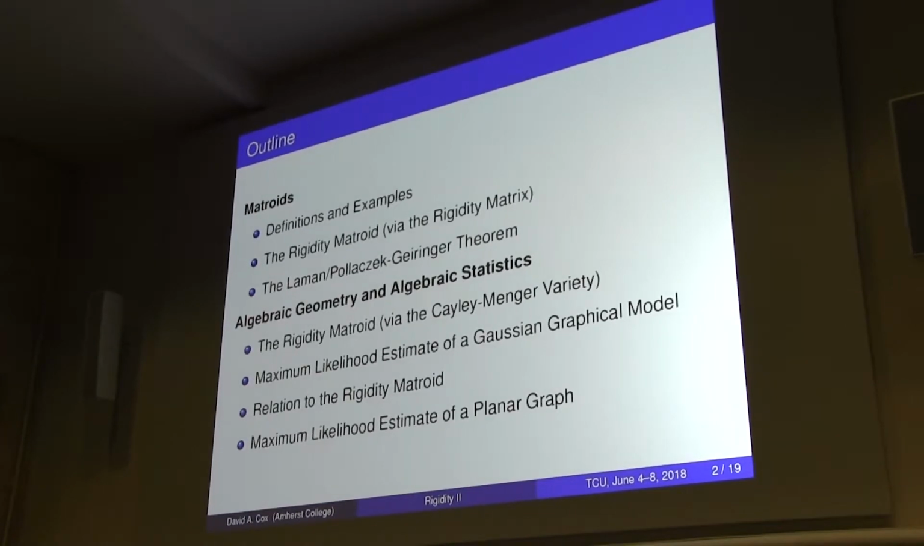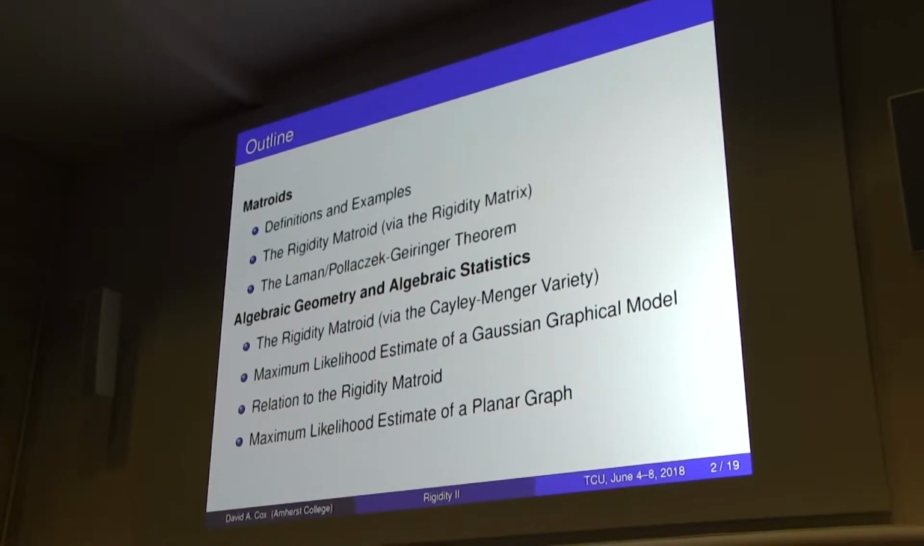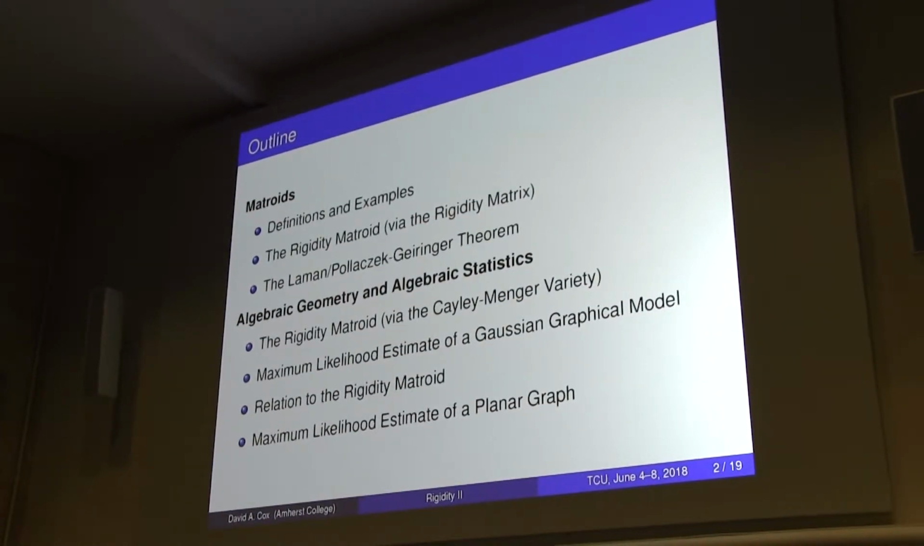then we were going to do some algebraic geometry, but we're also going to do some algebraic statistics. So that's going to be fun to see how there's an interaction between rigidity theory and algebraic statistics. Because what happens when you do the rigidity matroid, you can introduce it one way using the rigidity matrix, but another way uses the Cayley-Menger variety. So there's a really nice relation to the algebraic geometry.